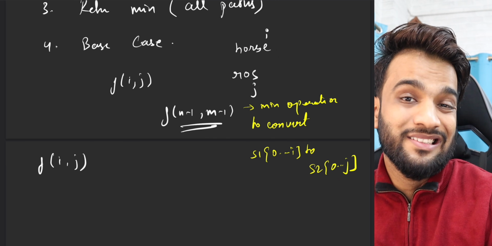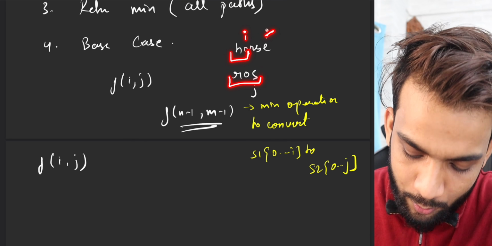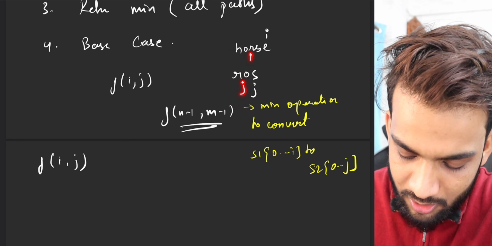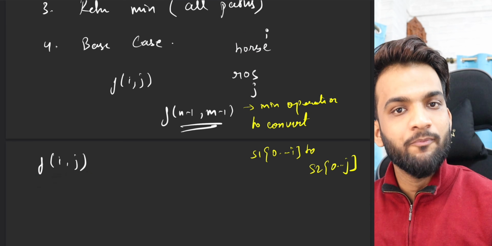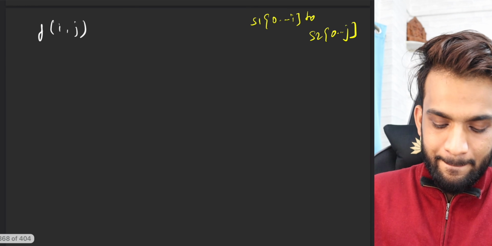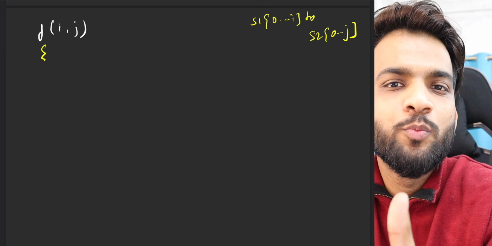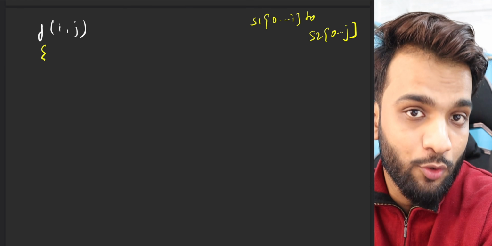From 0 to i, convert this into 0 to j. That's what it signifies. If i would have been here, convert HO to ROS. Got it? If j would have been here, I would have been here, convert HOR to RO. So that is what f of i, j signifies. So what cases will be there? I know whenever we are doing string matching, there are always two possible set of cases. One is if they match, the other one is if they do not match.